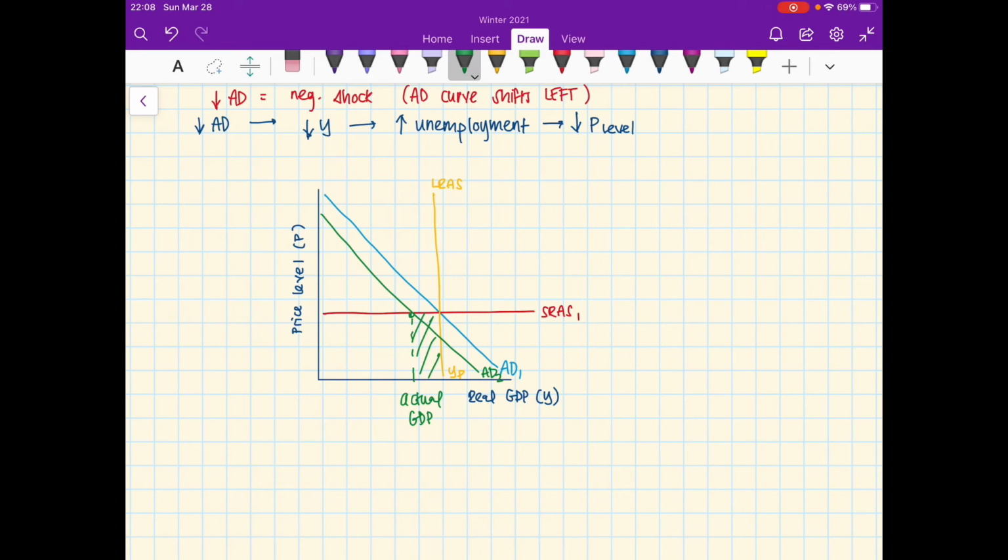High unemployment will lead to a decrease in wages and production costs, meaning that firms will start to decrease their prices. And as the price level decreases, the short-run aggregate supply curve will shift down, and GDP will return to the potential level. As you can see, we return back to our potential GDP.